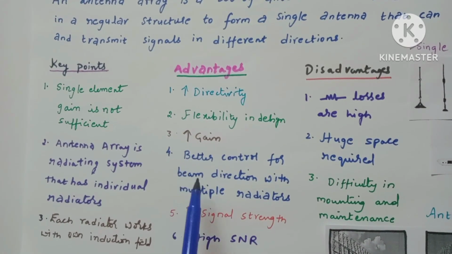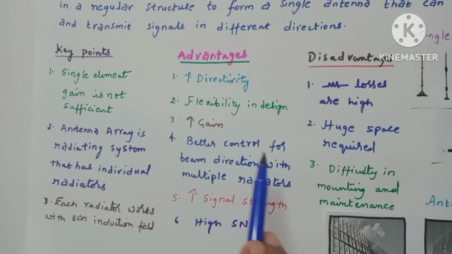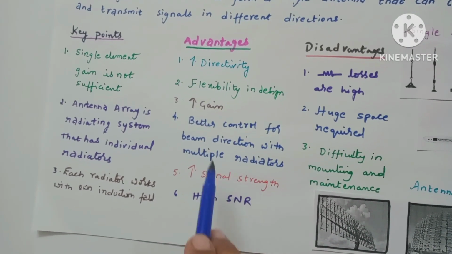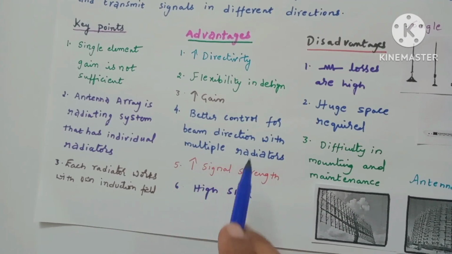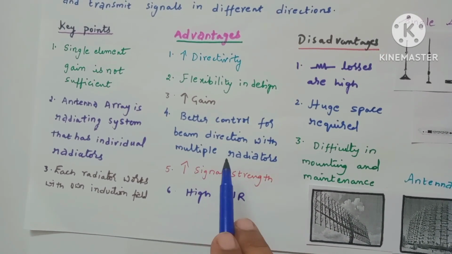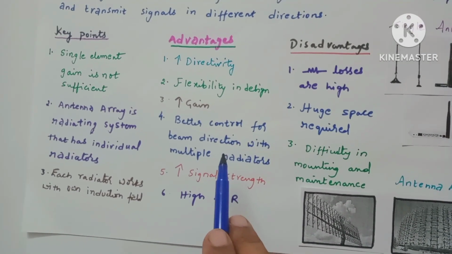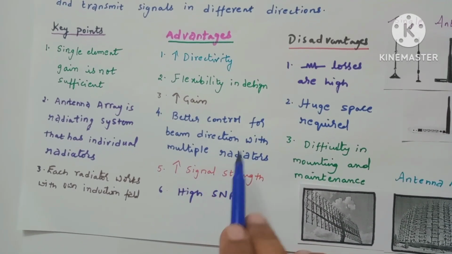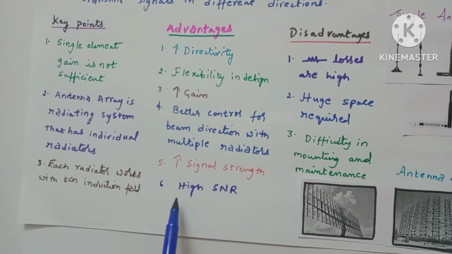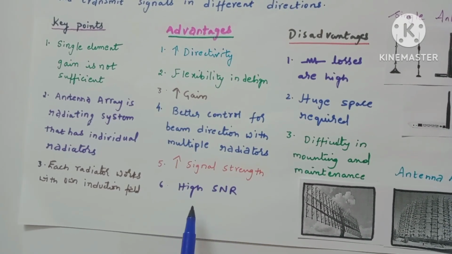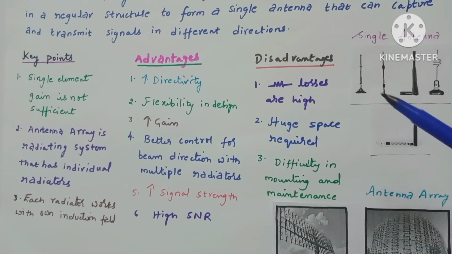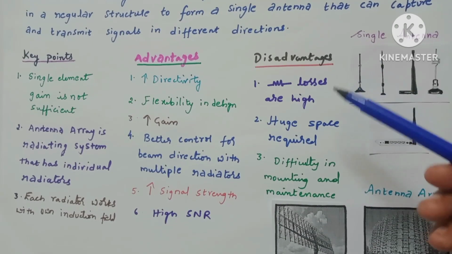And you can observe here, we are going to have better control of beam direction with multiple radiators. That means while using a group of radiators, the particular direction in which I want my output radiation or beam radiation can be changed very easily in this antenna array mechanism. Increased signal strength, and automatically there is an improvement in the signal to noise ratio also. These are the list of advantages, and we will go to the disadvantages.